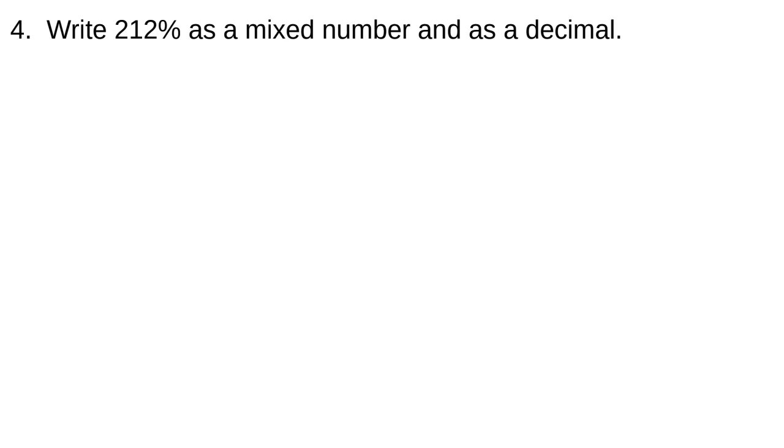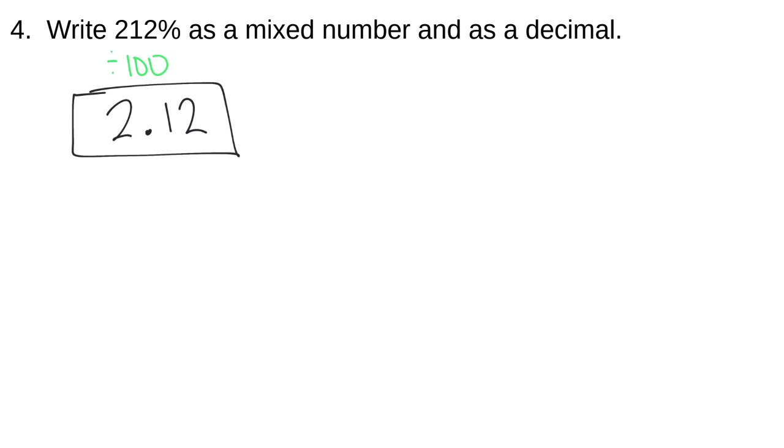Let's try just one more. Here we're given 212%, and we're asked to write it as a mixed number and as a decimal. I'm going to do it first as a decimal, but you could do the fraction first. Take that 212% and let's make it a decimal. So we're going backwards here. So instead of multiplying by 100, here we're going to divide by 100. When you divide it by 100, you're going to get a decimal of 2.12. And that is the decimal that's equivalent to 212%.